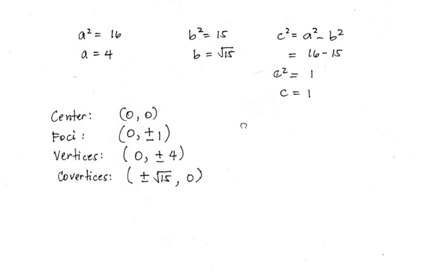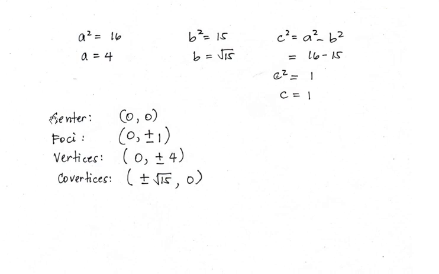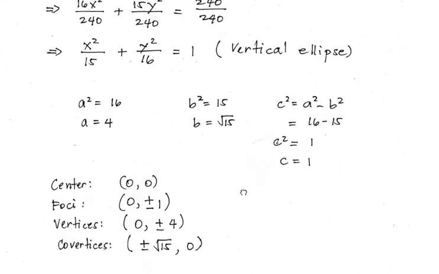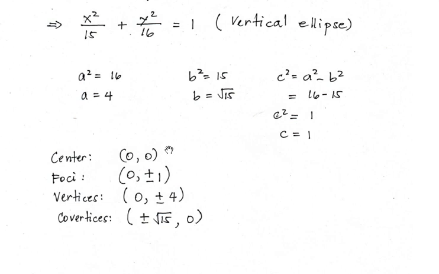the parts of the vertical ellipse. This is a vertical ellipse. Okay, so the center is at the origin. The foci, we have coordinates of the foci 0, positive 1, because c is 1, and 0, negative 1. The coordinates of the vertices, 0, positive 4, we have here a equals 4 because the y-axis is the major axis.